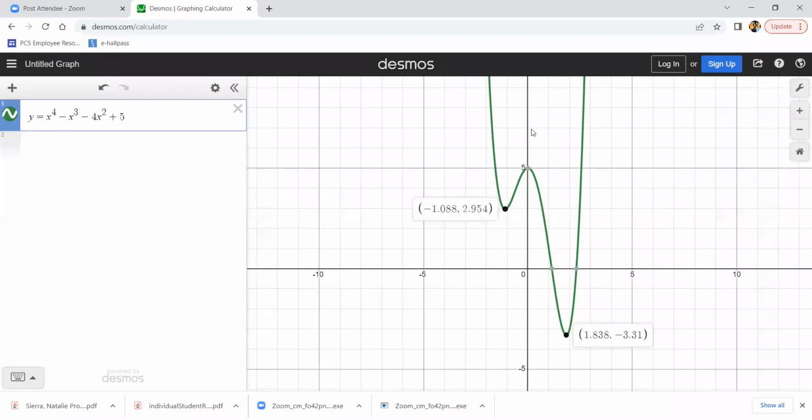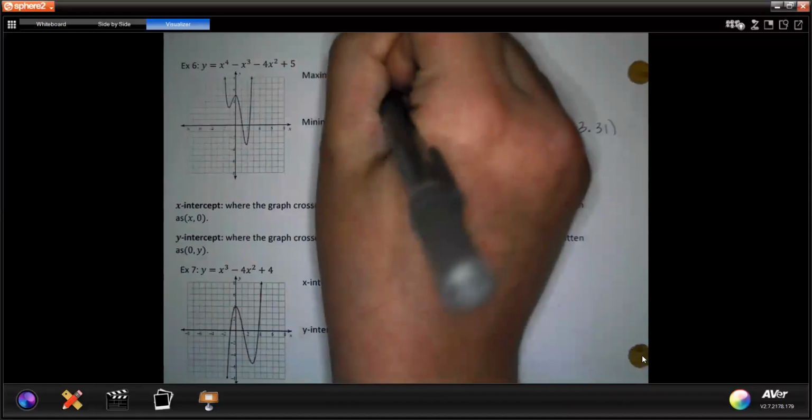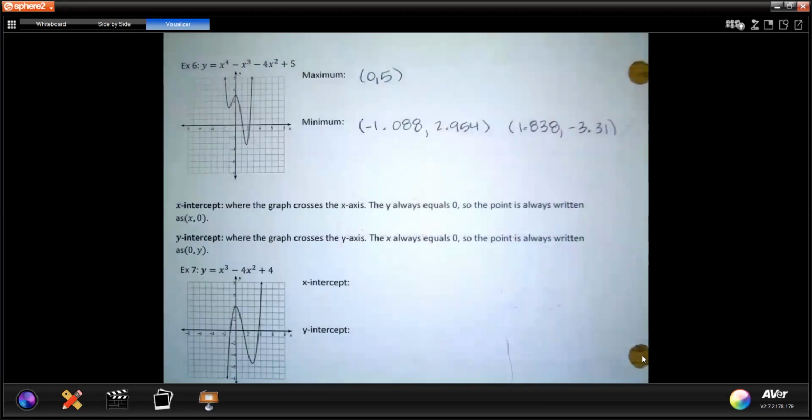All right, now let's go ahead and find the maximum. So go back to Desmos. I will just click on it. It is the 0.05. So let me go ahead and write the 0.05. There's our maximum. And so we are done. We will finish the rest of the notes when I see you guys in class.